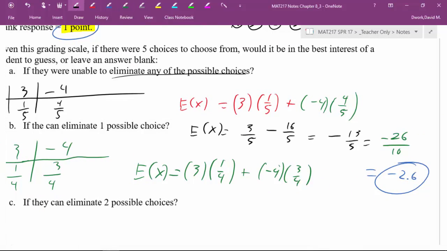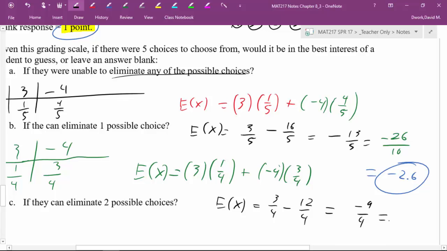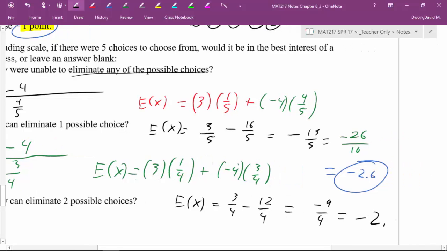And what does that result in? All right, well, let's see. The expected value would be 3/4 minus 12/4. You can clearly see it's still going to be negative. 3 take away 12, so what is that? Negative 9/4. And so that is a negative 2.25. It's better. Now I'm only losing 2.25 points per guess.